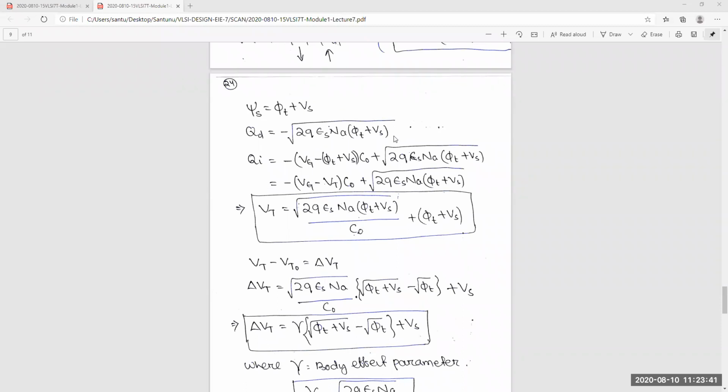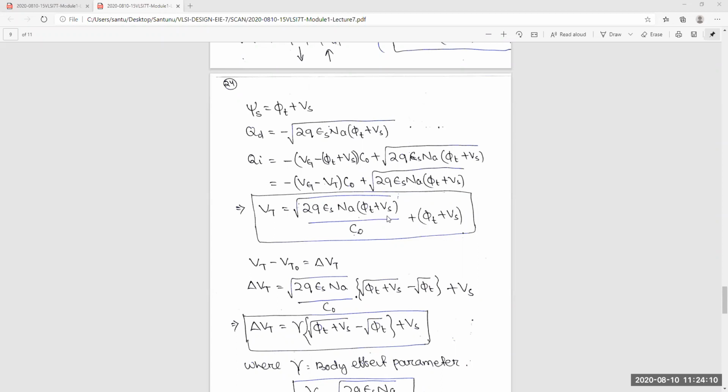Now in the place of phi t you can put phi t plus Vs. Okay. So Qi also similarly you can put phi t plus Vs. Okay. So finally, if you calculate, the Vt will be due to this body effect, due to this substrate bias, source to substrate voltage. So Vt will be this thing: 2q epsilon Na phi t plus Vs plus phi t plus.